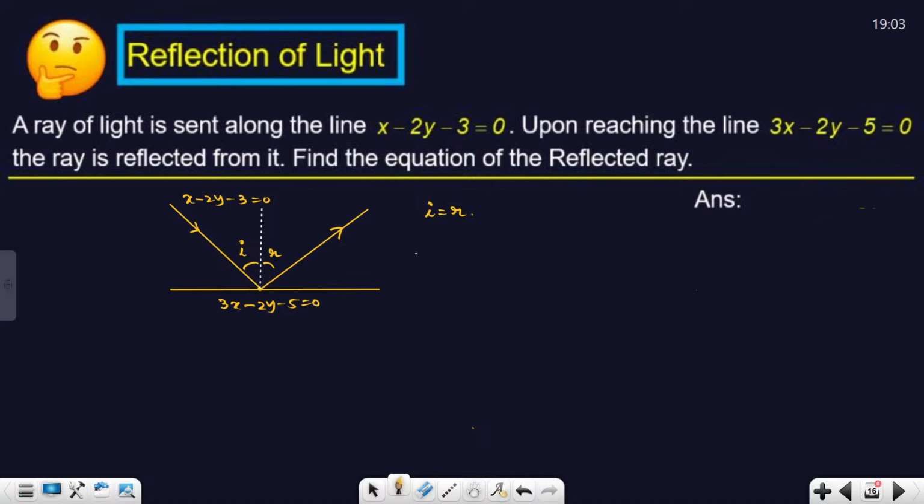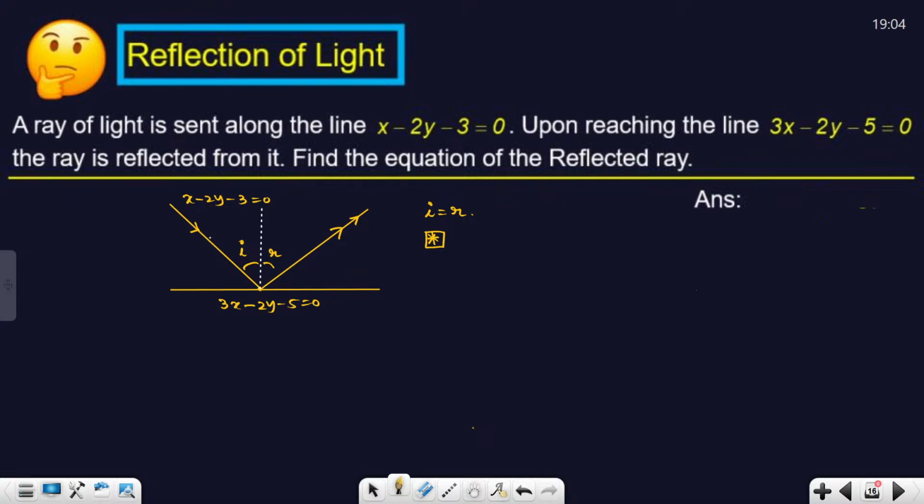Okay? So now we have to find out the equation of this line. How to find it out? Now, one thing you must remember, which is a very, very important point. If possible, please make a note of it.